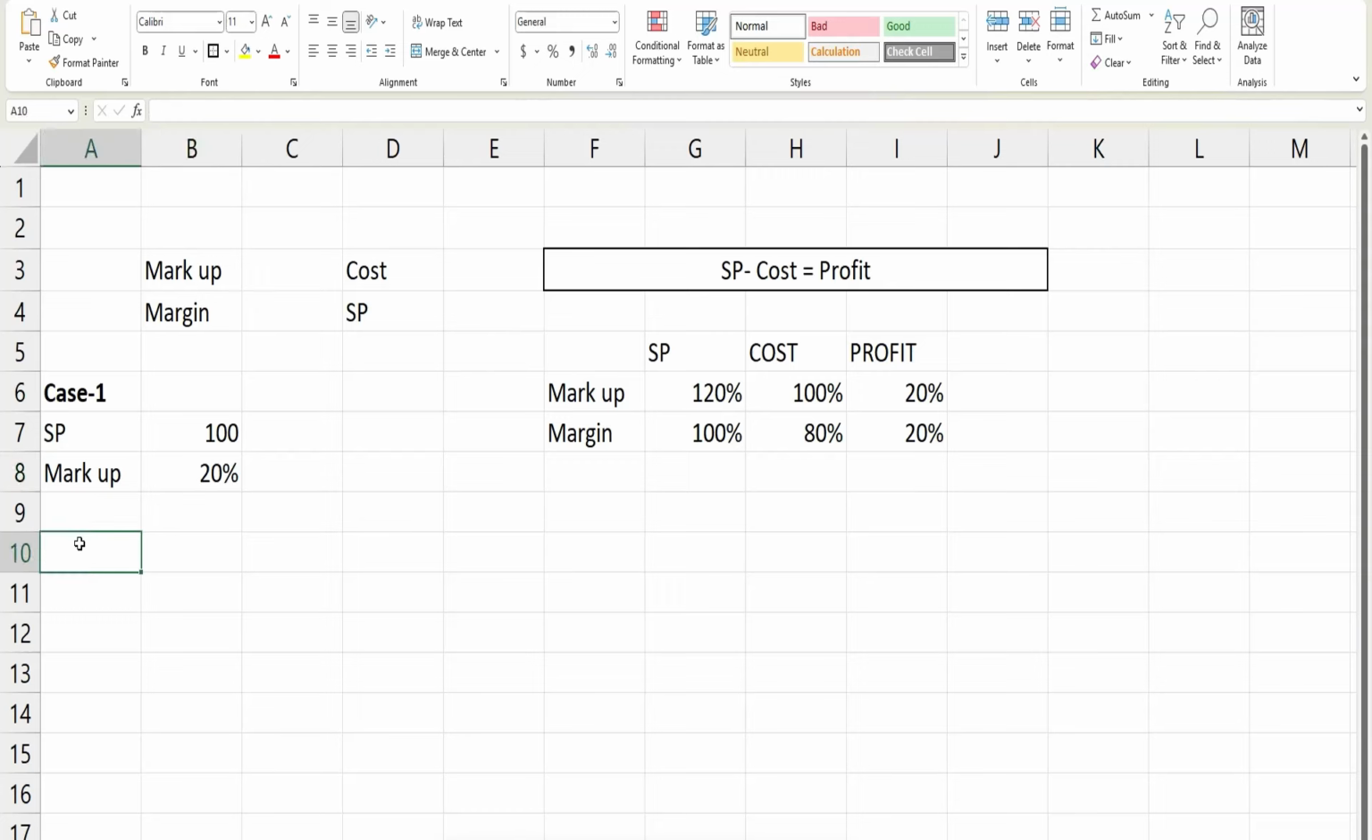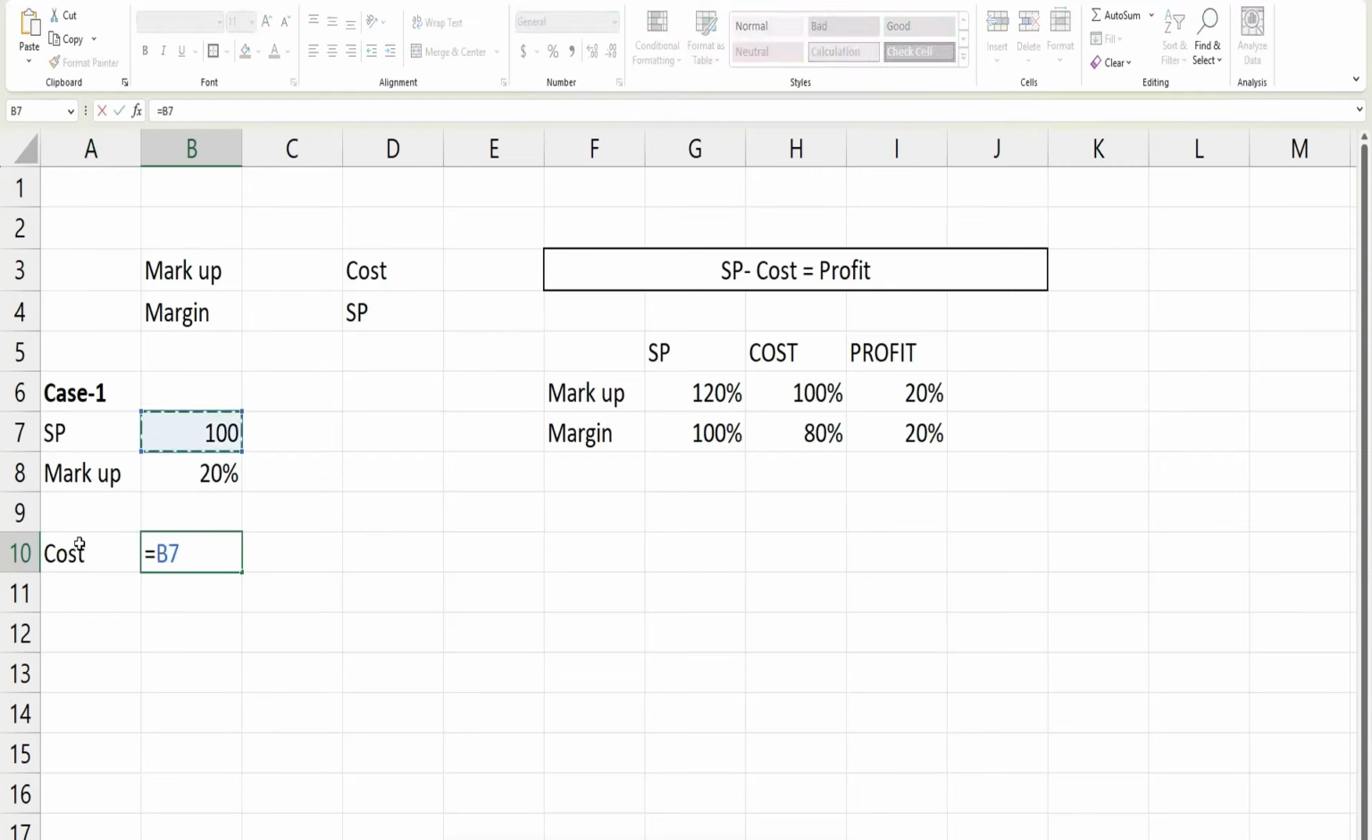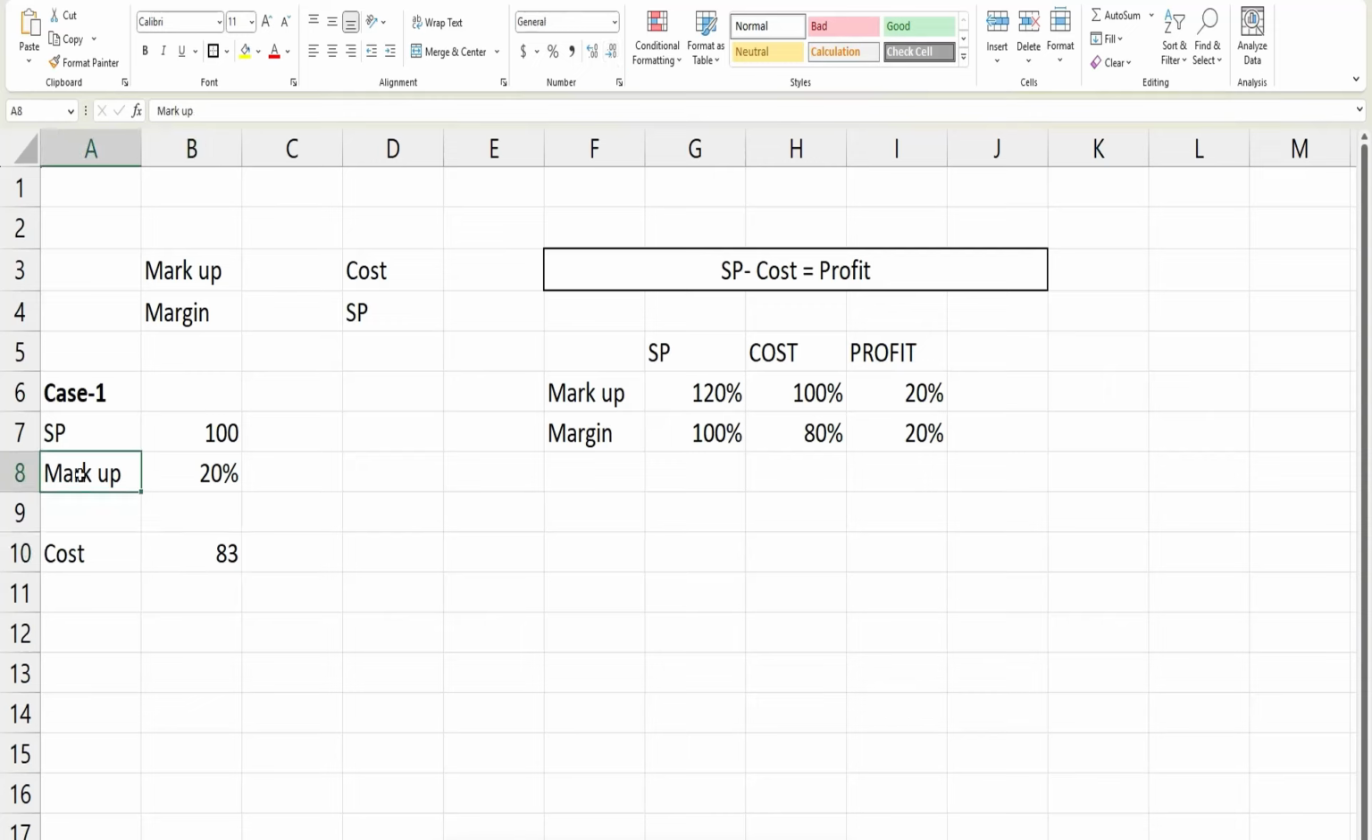In this case, suppose you need to find out the cost. How can you do that? You need to take the selling price, right? And in case of markup, selling price is your 120%. So divide it by 120%. This will give your cost, which is 0.83. I did something wrong. I forgot to add the percentage. So this will be your 83 cost. This one is for the case of markup.